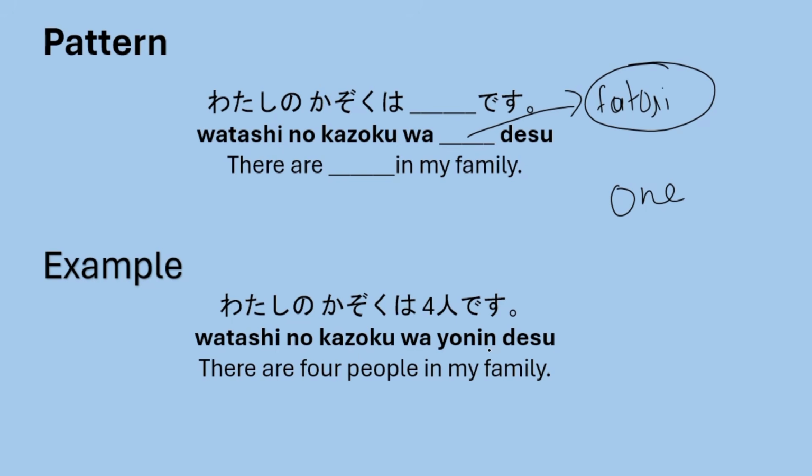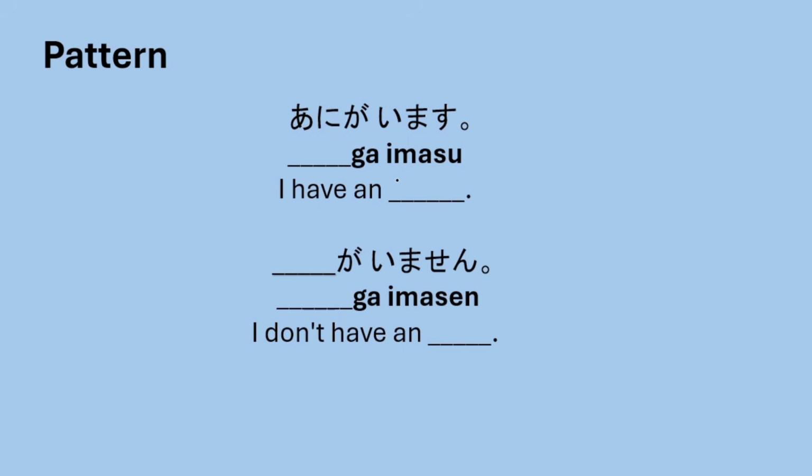Watashi no kazoku wa yonin desu. We just have to add the number here, and everything else stays the same. Watashi no kazoku wa, and add the number. Here it is yonin, which is four people, like father, mother, and two siblings. Watashi no kazoku wa yonin desu.